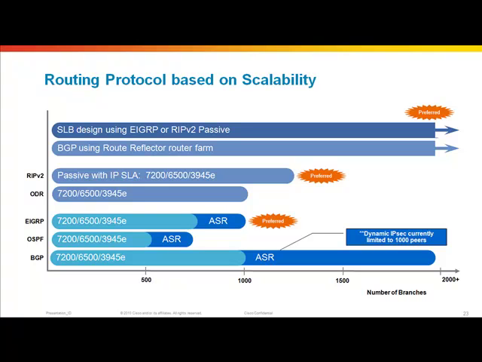Notice BGP scales actually quite nicely, especially with the ASR, up to 2,000. There was a bug where the number of dynamic IPsec peers was limited to 1,000 peers, but I believe they have that fixed. So we can actually go above that for dynamic IPsec peers, which is DMVPN. All the IPsec peers are dynamic, the way it works. So that's one way of looking at it.